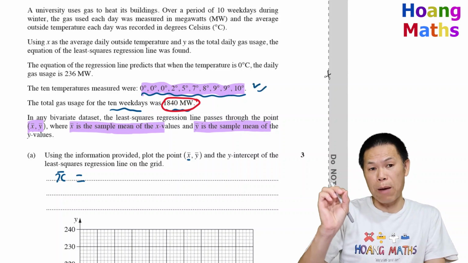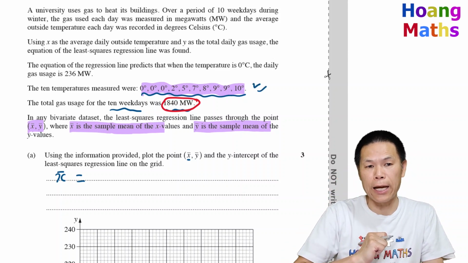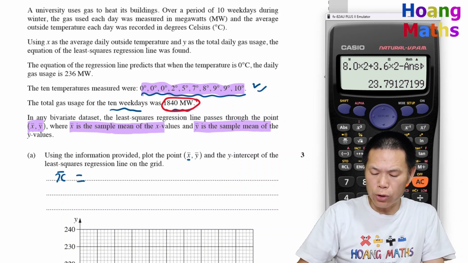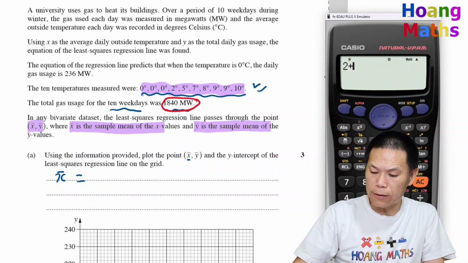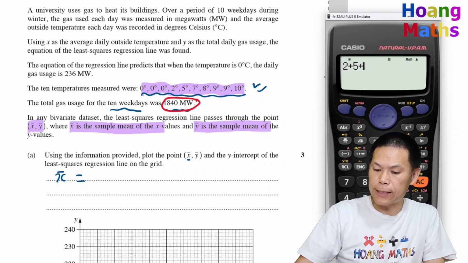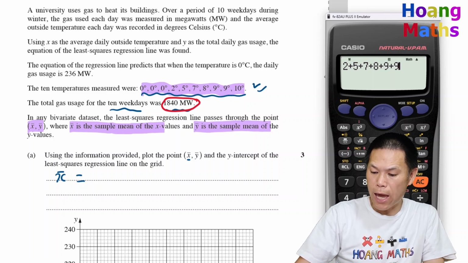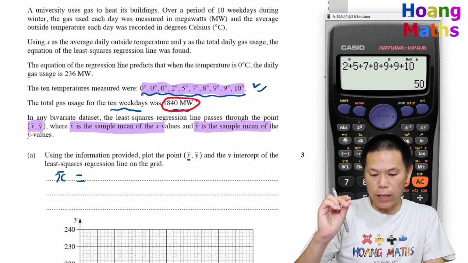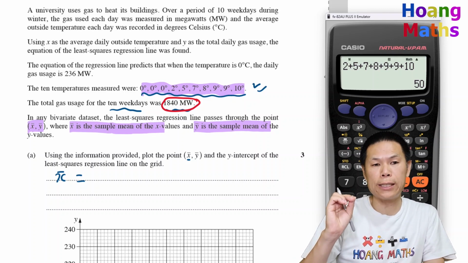So we just add them up and we divide by 10. Okay, so just go 3, 0, add together, still give me 0. So I just start from 2 plus 5, plus 7 plus 8 plus 9 plus 9, and we add 10. So there you go. So 50, including 30 degrees Celsius as well.